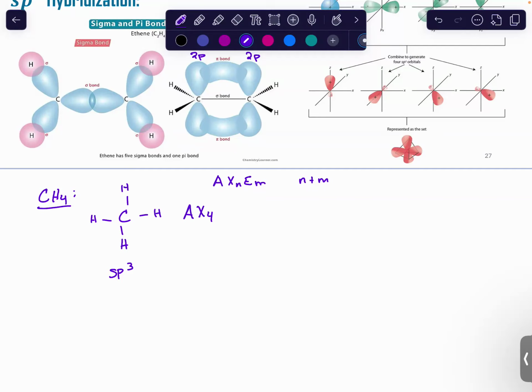So your X's are your ligands. Your E's are lone pair electrons, and a single lone pair is not an E2, that's just an E1. But that's lone pairs on the central atom. If this had 4 fluorines on it, you don't count the lone pairs on the fluorines. You're only going to look at the carbon. How many lone pairs do you see? Those are your E's.